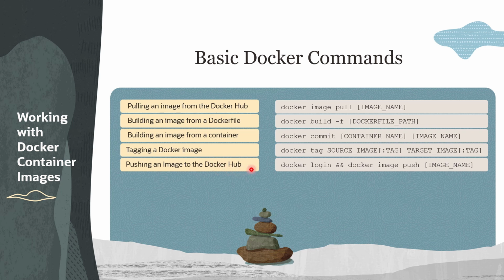Pushing an image to Docker Hub. In order to push your image from local repository to your Docker Hub repository, you need to first log into your Docker Hub, and then you can use the Docker image push command followed by the image name that you wish to push to the Docker registry.